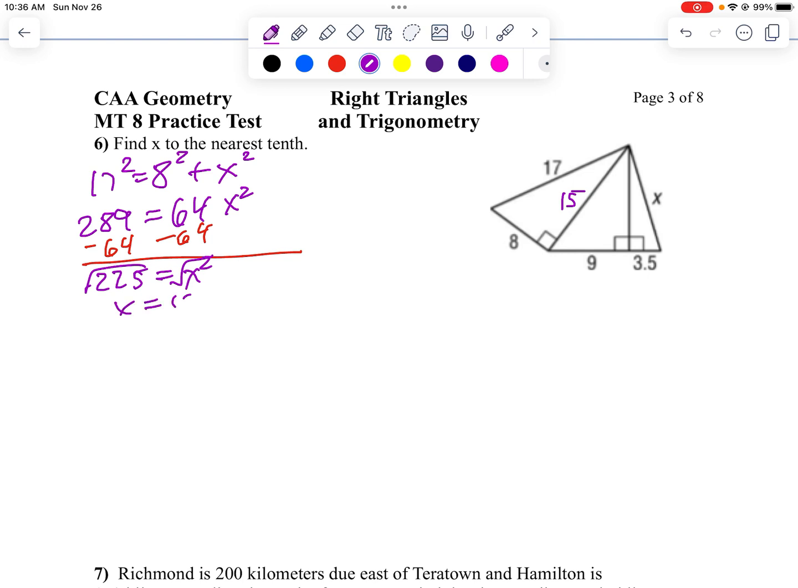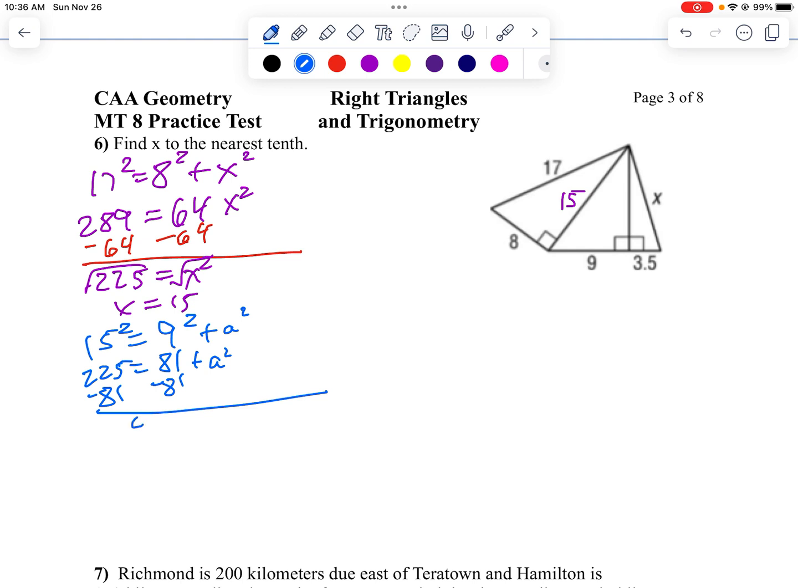Now on the next one, 15 is now my hypotenuse in the triangle with 9, isn't it? So I'm going to say 15 squared equals 9 squared. Probably shouldn't have used x because I just noticed I had an x there. I'll call that a squared. So 225 equals 81 plus a squared. I'll minus 81 from both sides. 5 minus 1 is 4.